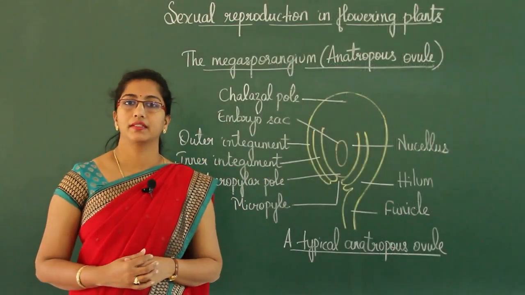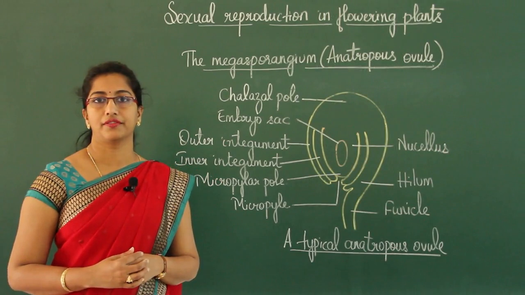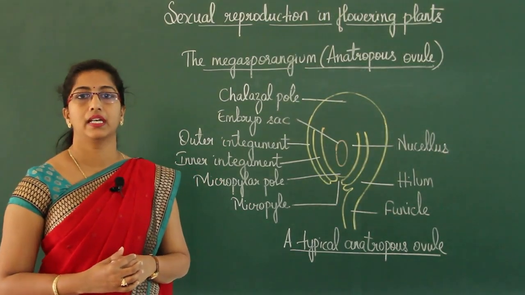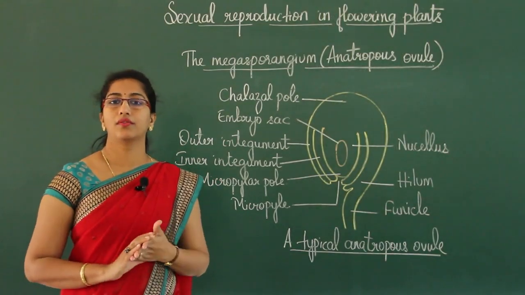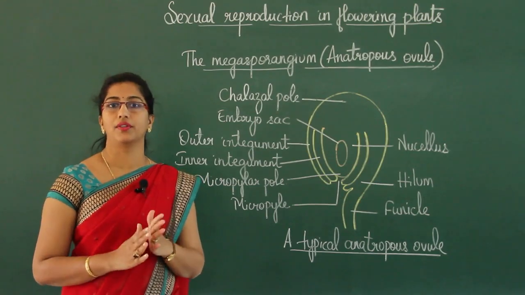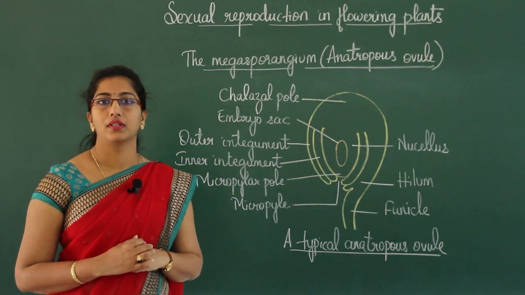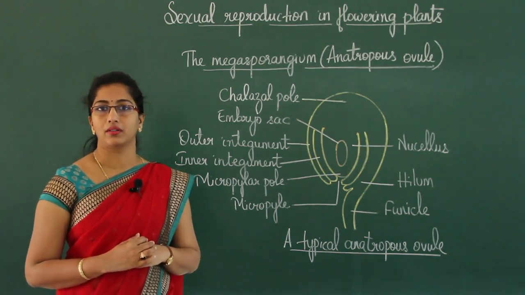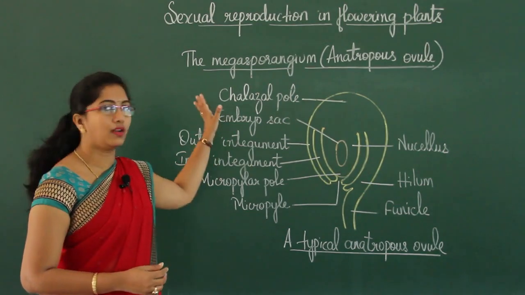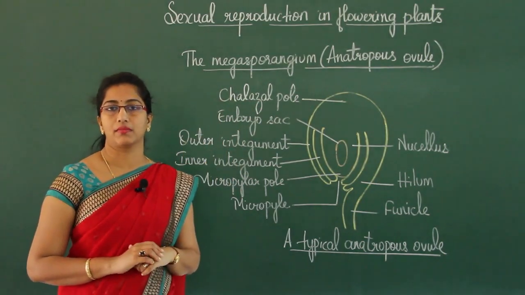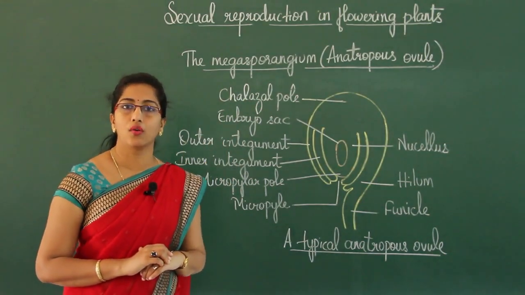So we studied about the structure of a pistil. Now I told you inside the ovary there is a structure called ovule, or we also call it megasporangium. So now we are going to study about the structure of megasporangium or the anatropous ovule.